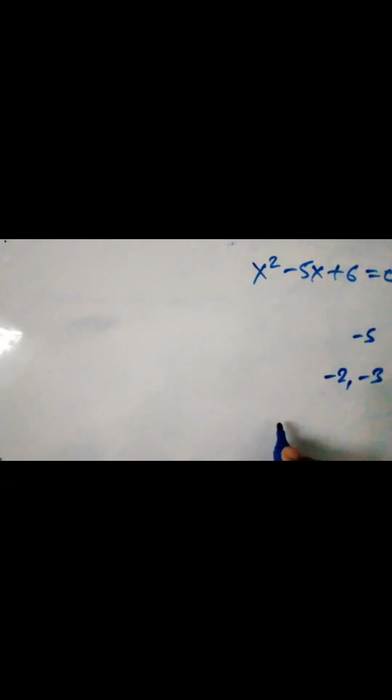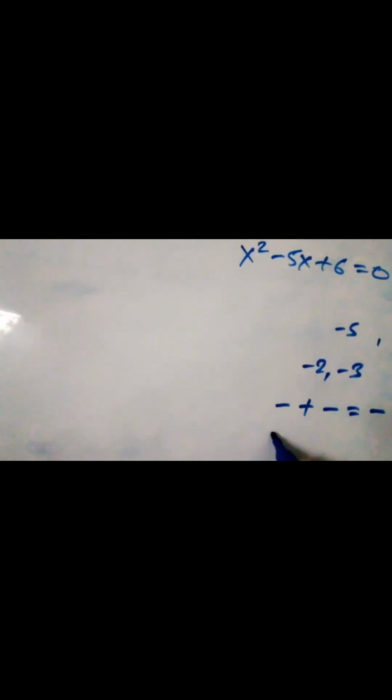Then x square minus 5x plus 6 equals 0. Then I need negative 5, and then I find negative 2 and negative 3, because if you add negative and negative, it comes negative. Positive and negative, always comes negative.